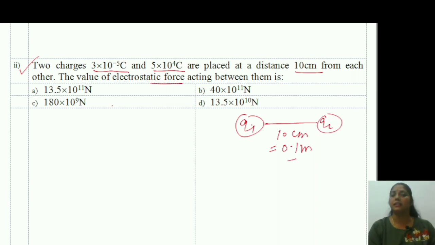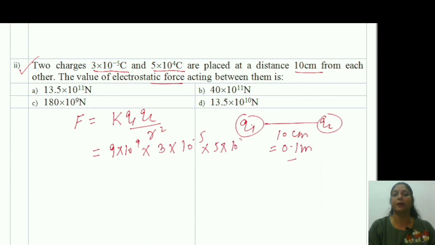It's very easy. Just according to Coulomb's law, what is the formula for force? F equal to K Q1 Q2 by R square. Now what is the value of K? 9 into 10 to the power 9, into first charge 3 into 10 to the power minus 5, and second one 5 into 10 to the power 4, divided by distance, which is 0.1 meter, whole square. So after calculating this one, first pause the video and try to calculate it, right?